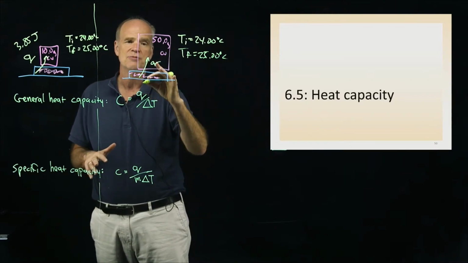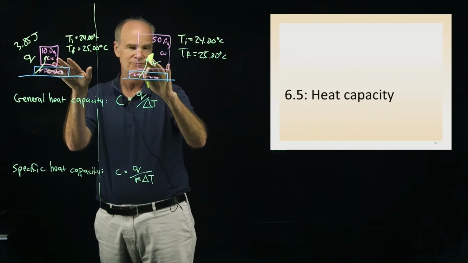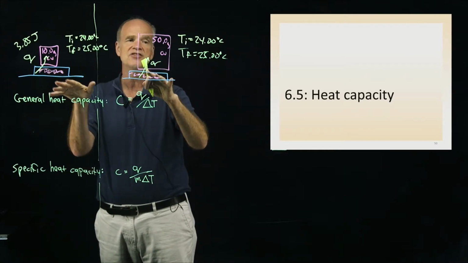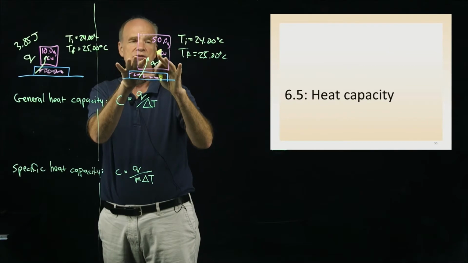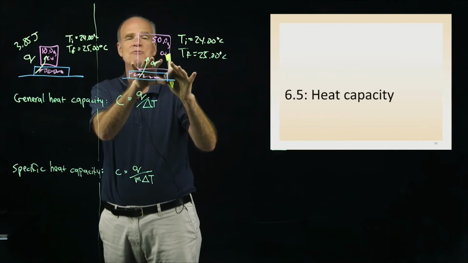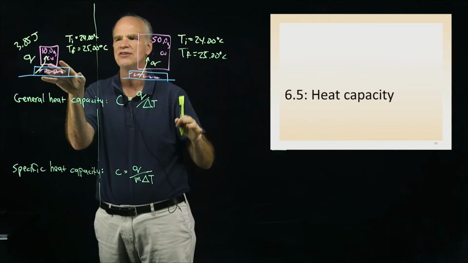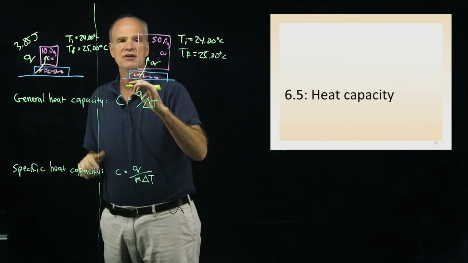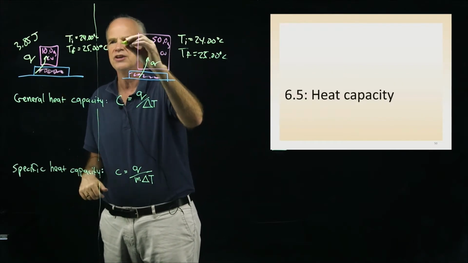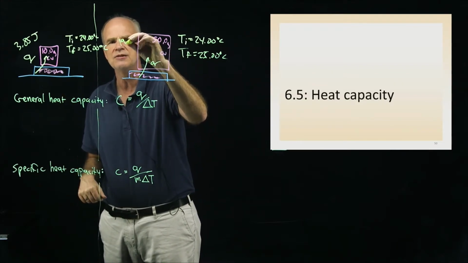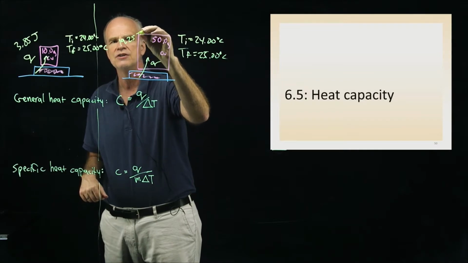So again, we have copper in each case, but you might expect that the larger block is probably going to need a lot more heat to go up 1 degree than the smaller block. That is true. And so if you actually measured that amount, then the heat here would be 19.25 joules.